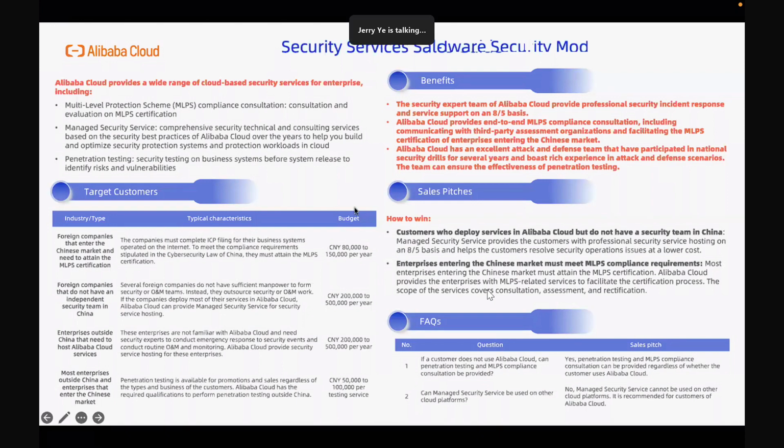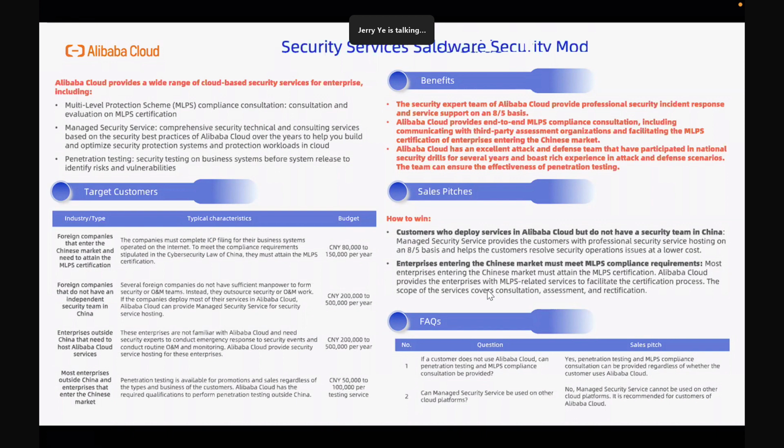So the benefits is the security expert team of Alibaba Cloud will provide professional security incident response and service support on an 8-5 basis. But some customers may be very confused: if the security event happens at midnight, whether Alibaba Cloud will help me to solve these issues. Of course, yes. And the second one is that Alibaba Cloud provides end-to-end MLPS compliance consolidation.